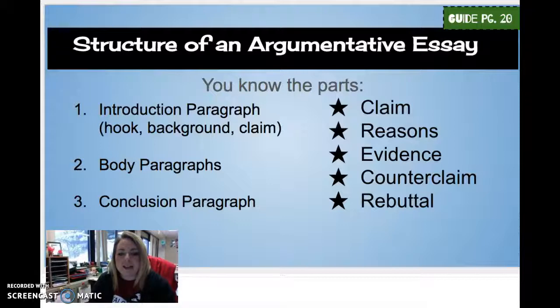So we all know that an essay always has an introduction, a body, and a conclusion. And we know that inside that introduction there's a hook, background, and claim. What makes an argumentative essay unique is that it also has these other parts with the stars over here: the claim, reasons, evidence, counterclaim, rebuttal. We've spoken a lot about claim, reasons, and evidence. We have not spoken very much about counterclaim and rebuttal. So what I want to show you today are these two things.